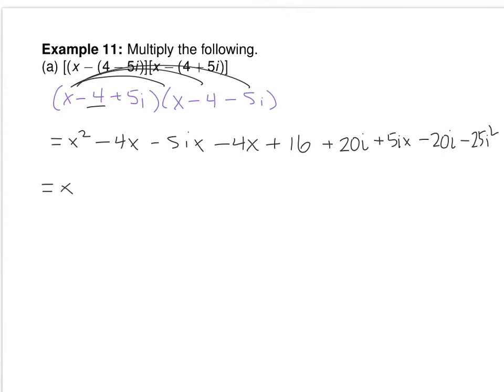So you have x squared. Let's look at the thing. Everything that has an i should go away. So this 5ix cancels with that 5ix, right? What happens to the 20i's? They also cancel. So I have x squared minus 8x plus 16 plus 25. Does that make sense why I got plus 25? Because i squared is -1. So that's x squared minus 8x plus 41. Great.